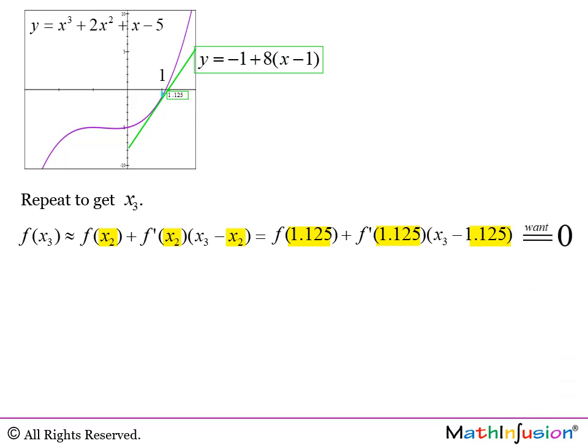Now I would like to find when this line is intersecting the x-axis. So I would like this to be 0, and the solution is x sub 3. It's exactly when this line is intersecting the x-axis.